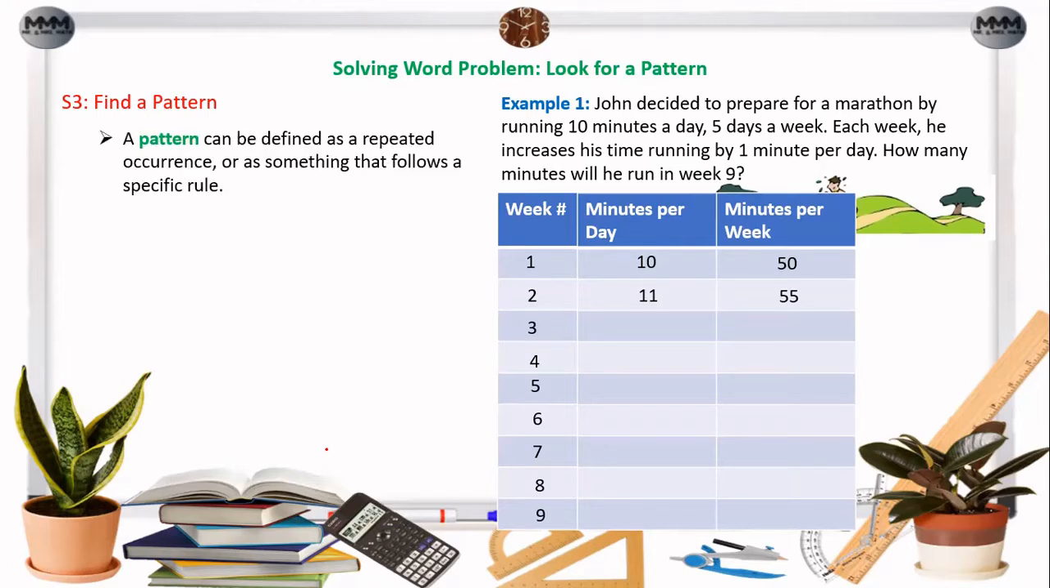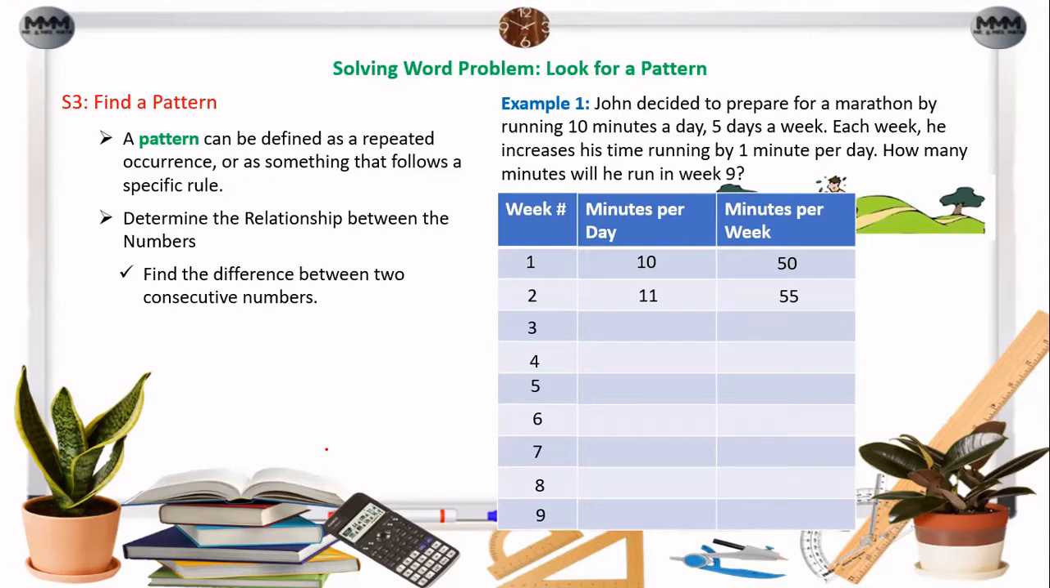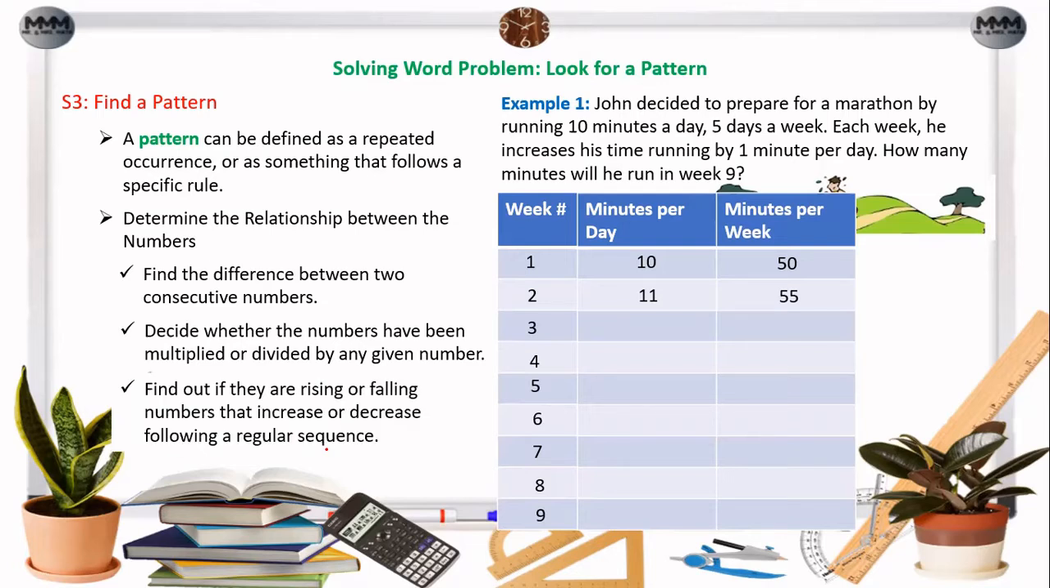Now, a pattern can be defined as a repeated occurrence or as something that follows a specific rule. We can determine the relationship between the numbers. So, find the difference between two consecutive numbers, decide whether the numbers have been multiplied or divided by any given number. Or we can also find out if they are rising or falling numbers that increase or decrease following a regular sequence, or any relationships that you can observe.